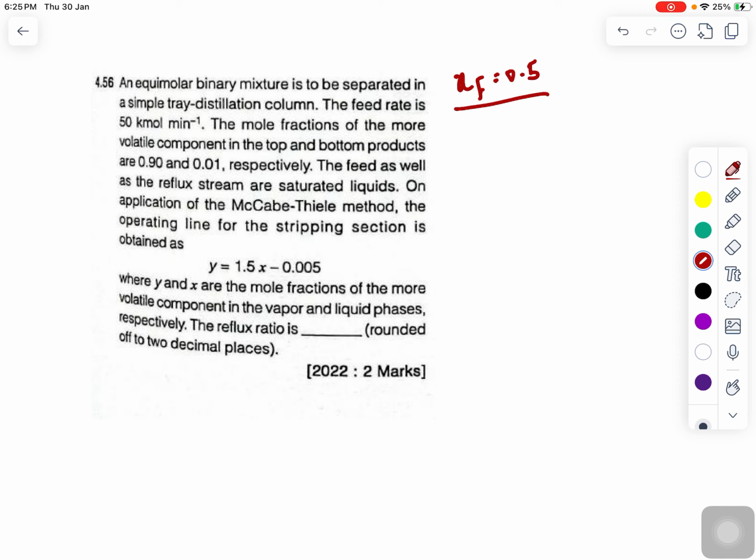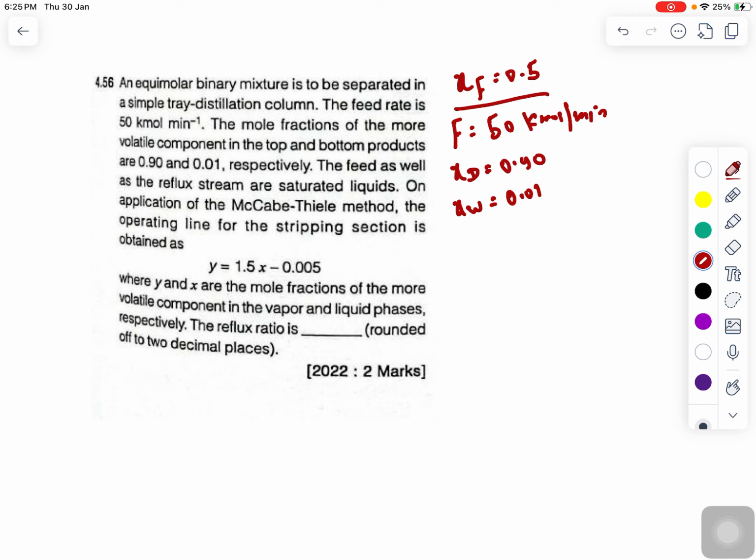The feed rate is 50. So feed rate is also given, that is your 50 kilomole per minute. The mole fraction of more volatile component in the top and bottom would be, so here XD is also given, that is 0.90, and XW is equals to 0.01.